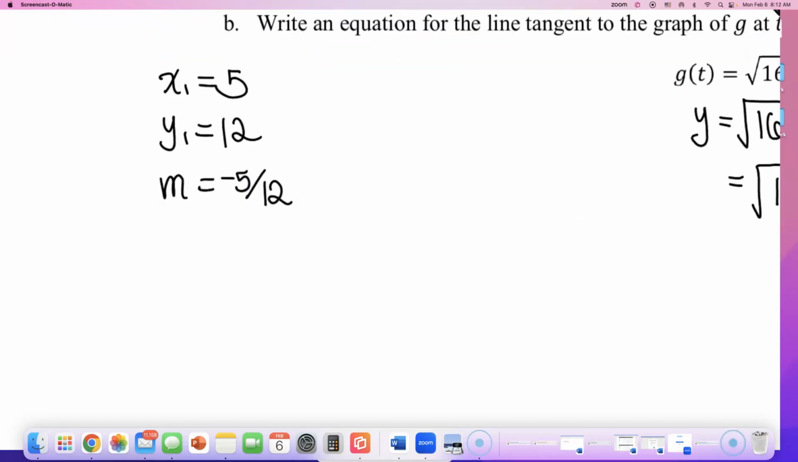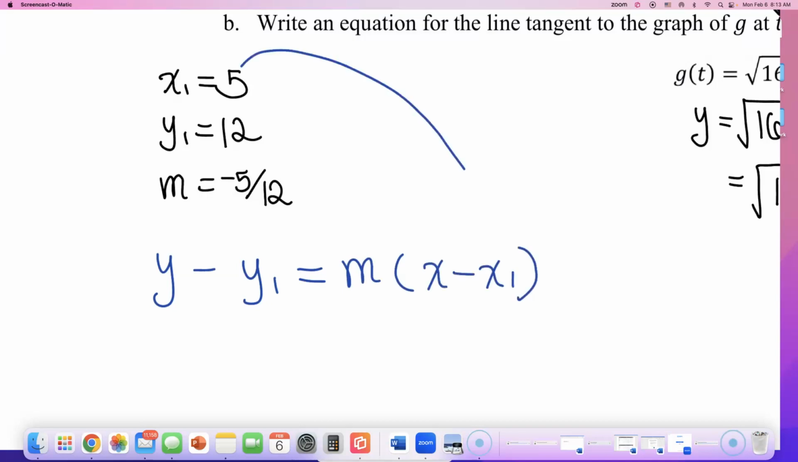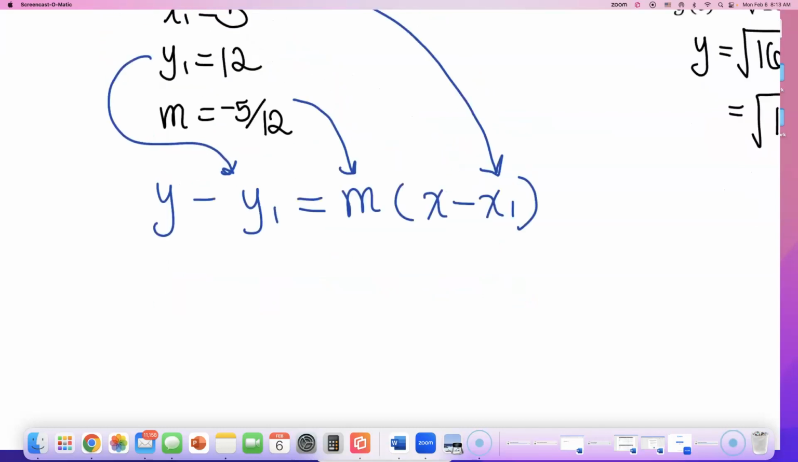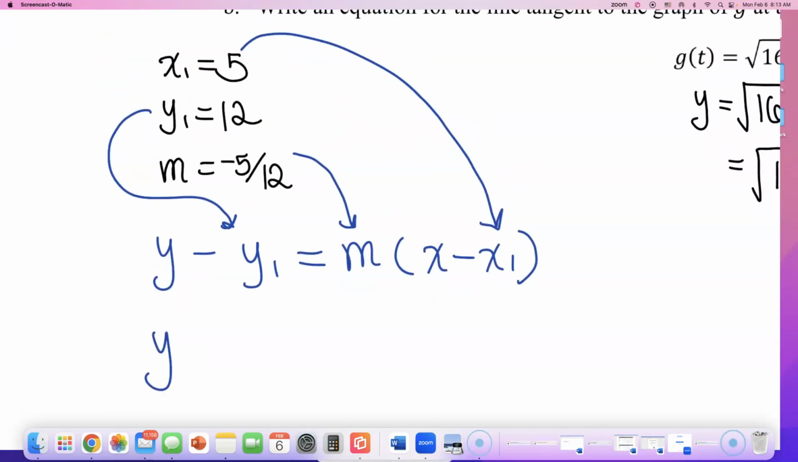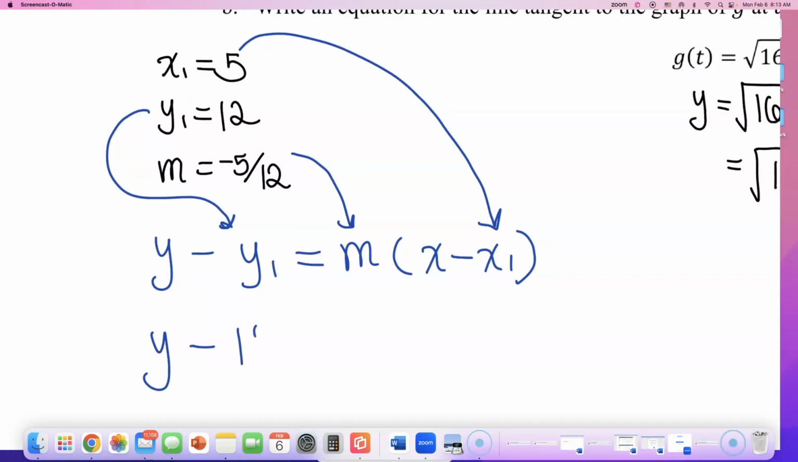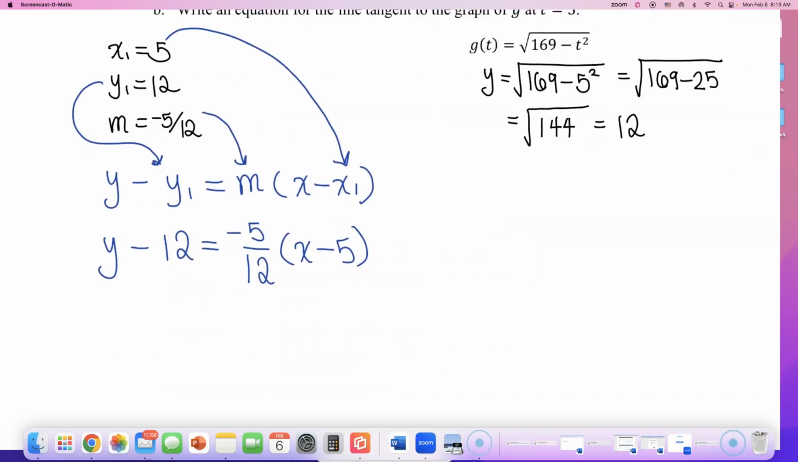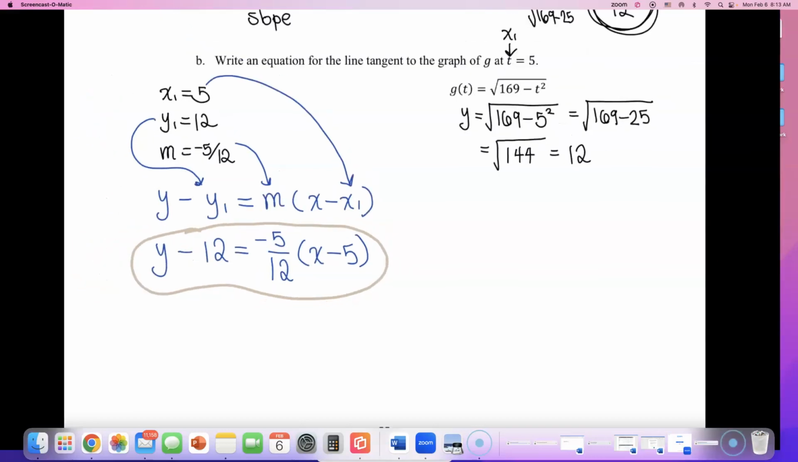Now we've got our 3 pieces. We're ready to do the point-slope form. So y minus y1 equals m times x minus x1. Plug in the x value, the m value, and the y value to write the final answer. So here we go. y minus 12 equals negative 5 over 12 times x minus 5. And you can stop there. I don't really care for slope-intercept form. I'm perfectly happy with point-slope form. So that is where you can stop, okay?